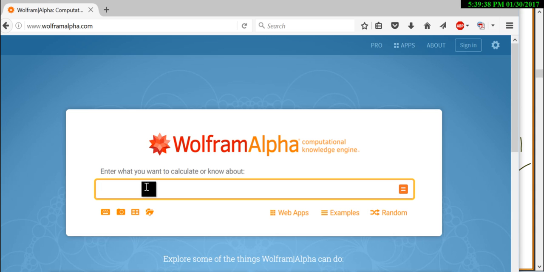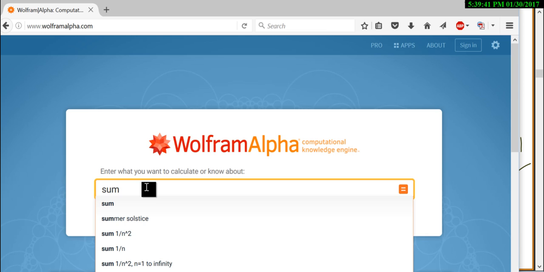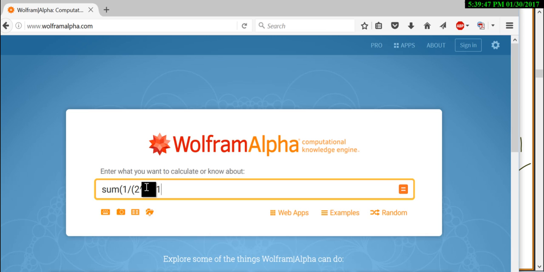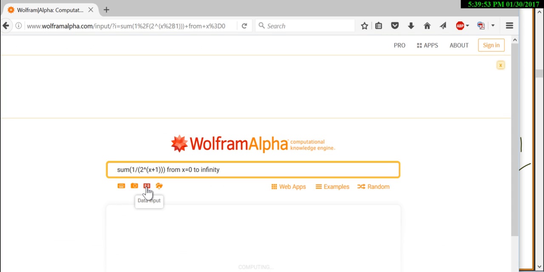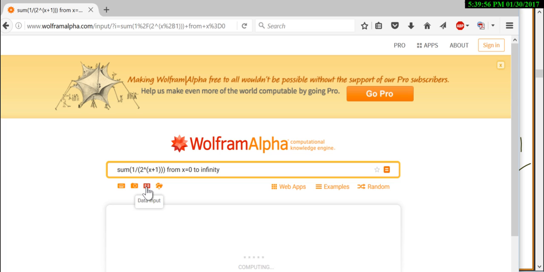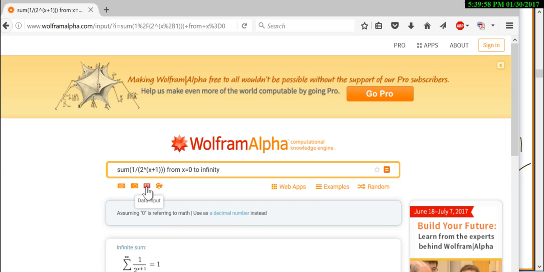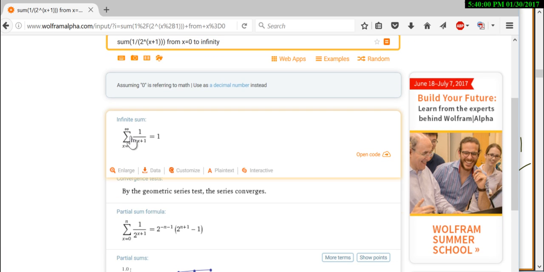So we could say we just want to do the sum of 1 over 2 to the power of x plus 1 from x equals 0 to infinity. Usually it's pretty good at guessing what you want. You don't have to have super technical notation. Just check, is that what I asked it to do? Sum x equals 0, infinity, 1 over 2 to the x plus 1, and it gives me 1. So again, you can do almost all of your calculus here on Wolfram Alpha.